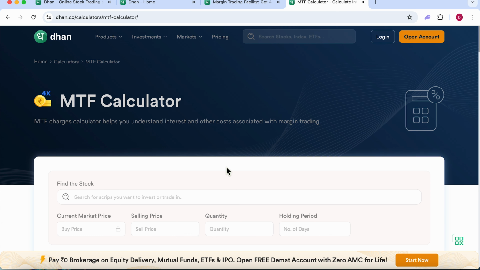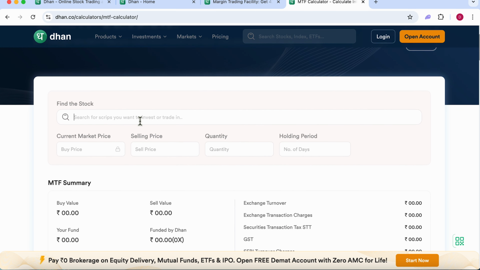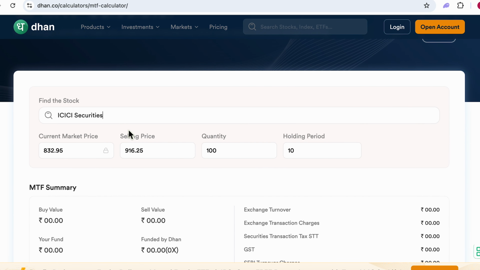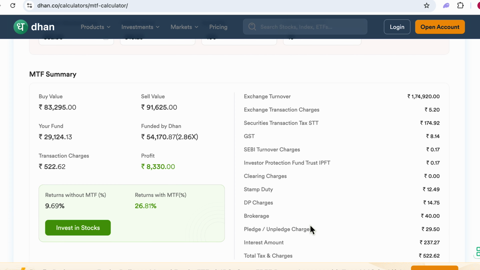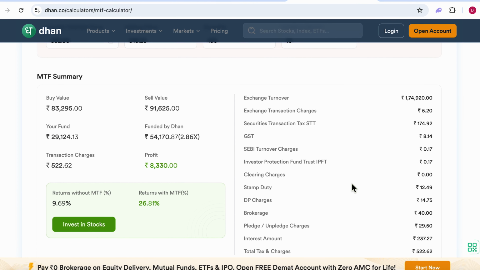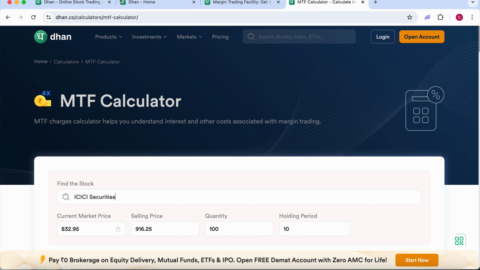To make this calculation simpler, there is also an MTF calculator where you can select a given scrip. You can select the quantity that you are trading in and just visualize what your total charges will be and what your break-even price would also be. I'll give you a link to this calculator as well.